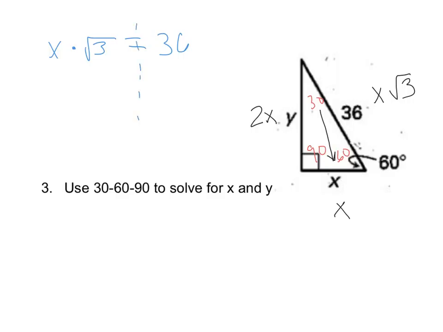Now, you just solve for x from there. So they're multiplying by radical 3. Then once you find the value of x right here, just plug it in right there, and that'll help you find out the y. Okay? So that's how we do number 3.